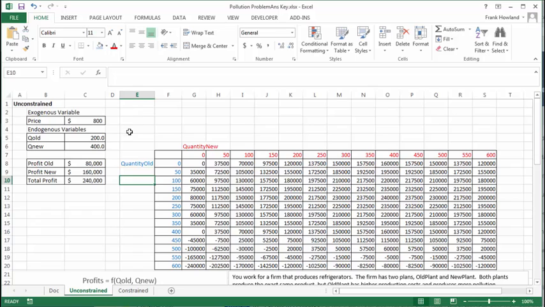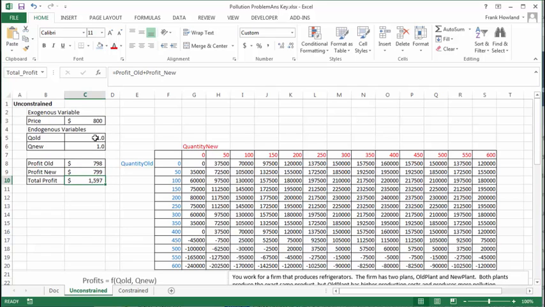As in the previous video, which I hope you watched, about constrained and unconstrained optimization with the cigars and brandies problem, we've got an exogenous variable. Let's suppose we've got an unconstrained problem, and we've got a table which can describe what's going on. Price is 800. Quantity old is, let's make this 1 and this 1, and we're going to work out profit. Profits in the old plant, profits in the new plant, and total profit.